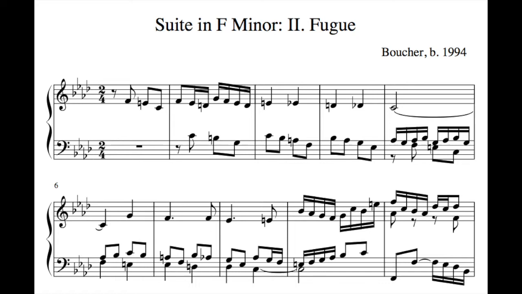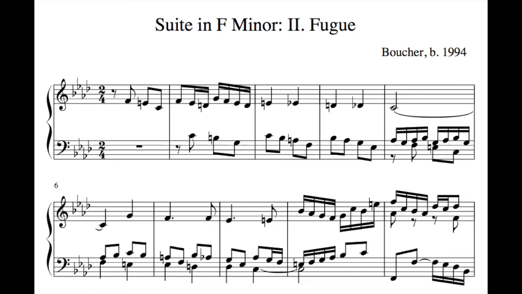Now, the purpose of the sequence is to not only modulate to a different key, in this case we're modulating to the relative major, which would be A flat major, because A flat major shares the same key signature as F minor, four flats, B flat, E flat, A flat, D flat. So this sequence in particular, it still consists of three voices. And let's just hear how we tie everything together.